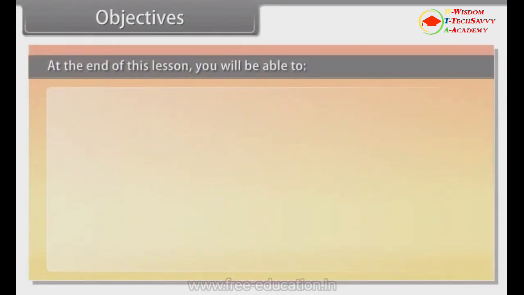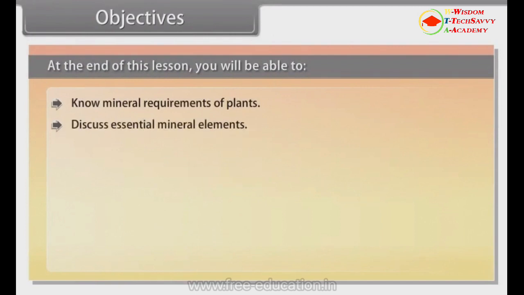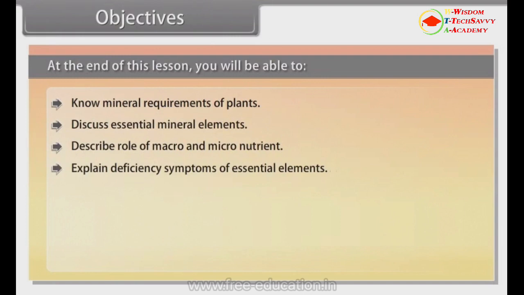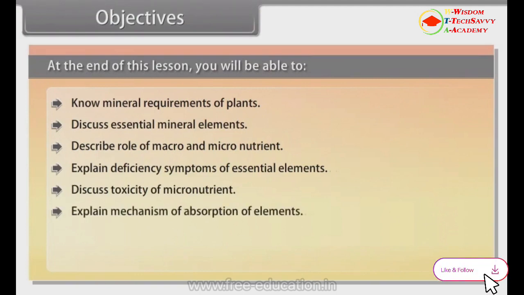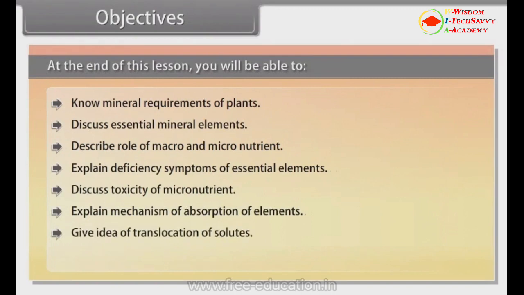Objectives. At the end of this lesson, you will be able to know mineral requirements of plants, discuss essential mineral elements, describe the role of macro and micronutrients, explain deficiency symptoms of essential elements, discuss toxicity of micronutrients, explain the mechanism of absorption of elements, give an idea of translocation of solutes, and explain metabolism of nitrogen.